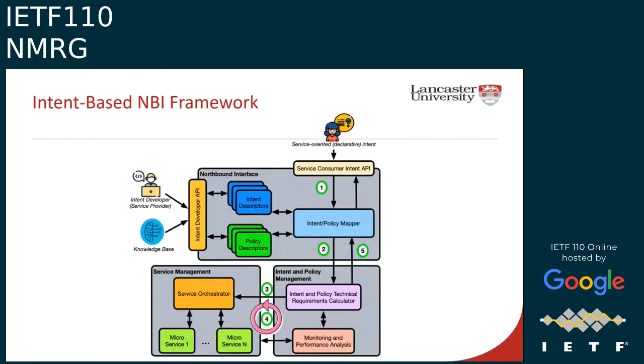So to address the aforementioned gap, we have proposed an intent-based NBI framework and expressions. So our framework consists of 3 layers. The first layer is the northbound interface, which connects the service consumer and service provider via their corresponding APIs, and it's responsible for mapping these intents to their equivalent policies. The second layer is the intent and policy management layer, which is responsible for calculating and updating the technical requirements and operational parameters of these policies. So it continuously monitors the system and monitors how far it is from achieving the intent target and updates these requirements accordingly. The third layer is the service management layer, which consists of microservices that are managed by the service orchestrator, which will translate these policies into microservice API calls. Next, please.